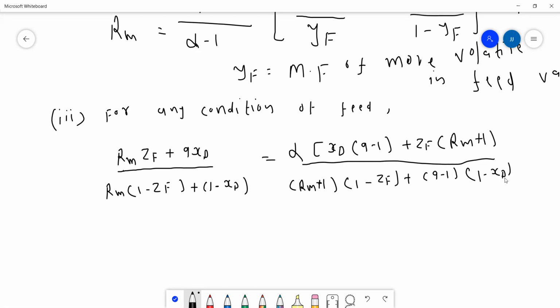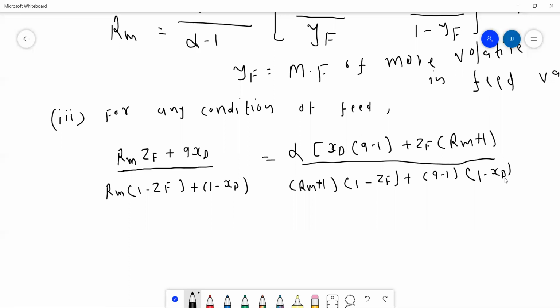So using this equation, you can determine the minimum reflux ratio RM by solving these two simultaneous equations. I think this is done by the trial and error method.